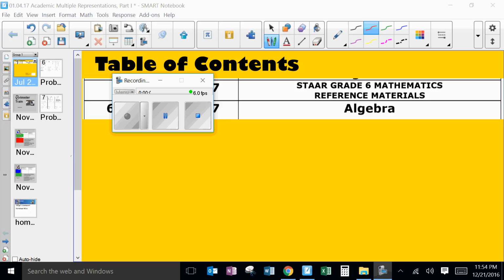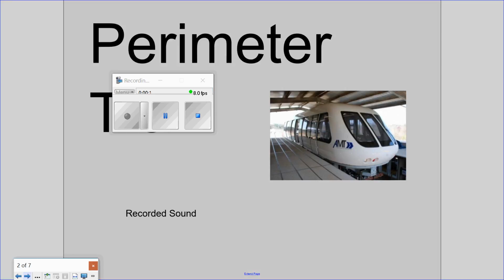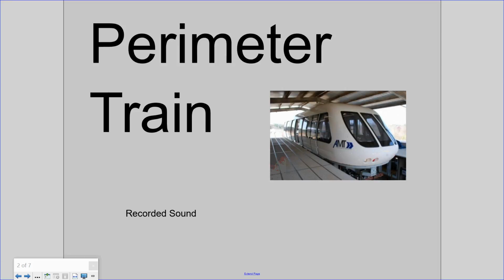This is over algebra representation, multiple representation, part 1. So, perimeter train. So that gets us to our lesson for today.